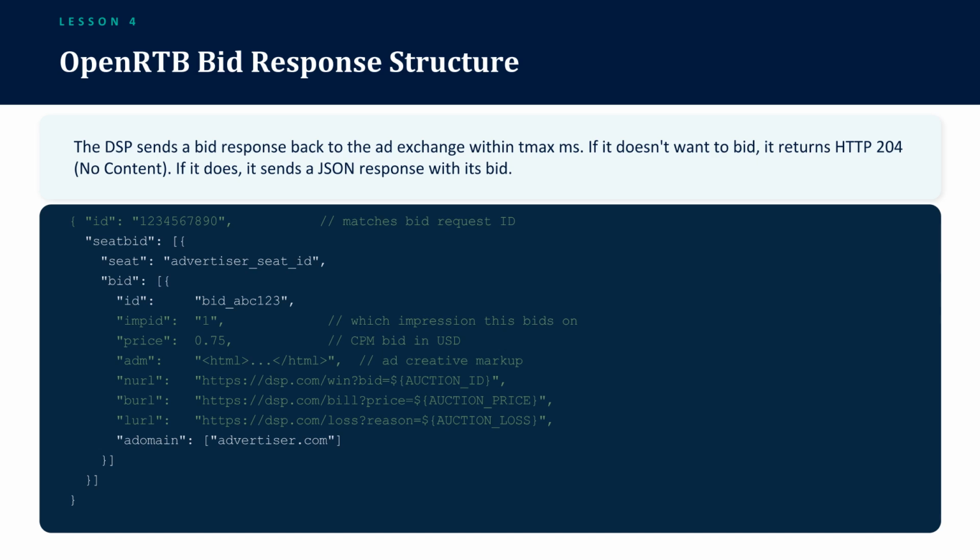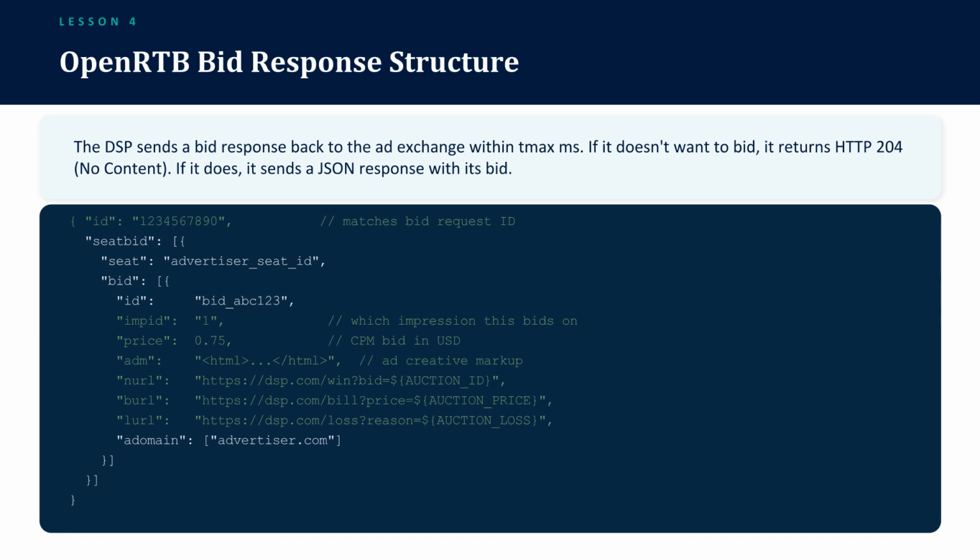The bid response matches the bid request's ID at the top level. This is how the exchange connects the response to the specific auction it belongs to. The seat bid array contains one or more seat bid objects. A seat is an advertiser or buyer seat within the DSP. A DSP might represent many advertisers, each with their own seat. Each seat bid can contain multiple bid objects, each bidding on a different impression from the bid request.